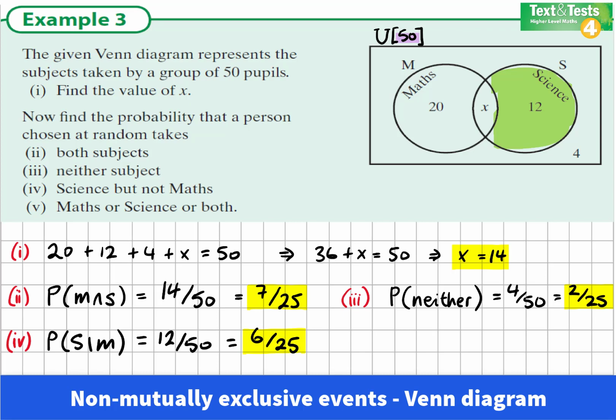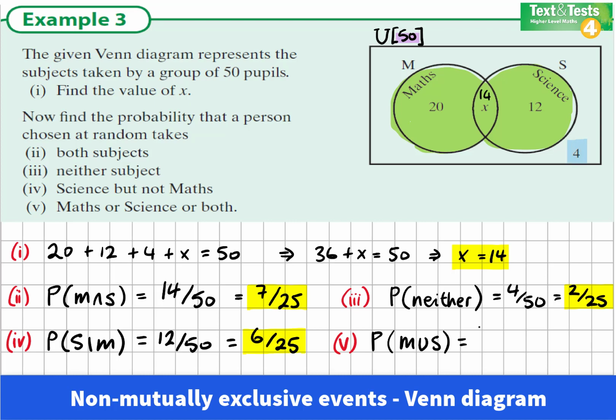And lastly, we're asked, what's the probability that someone selected at random studies maths or science or both? So this will be maths union science, the union of the 2 circles here, the 2 groups. And to get this, there's 2 approaches. One, you could add the 20 to the x to the 12, because it means everything inside the circles, where x is 14. When we add this, we do get 46.